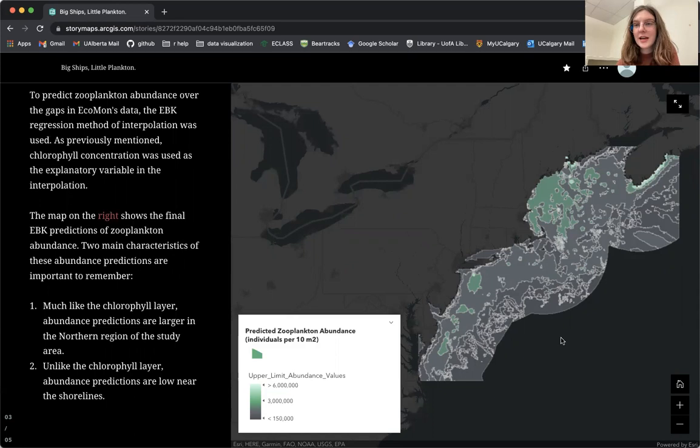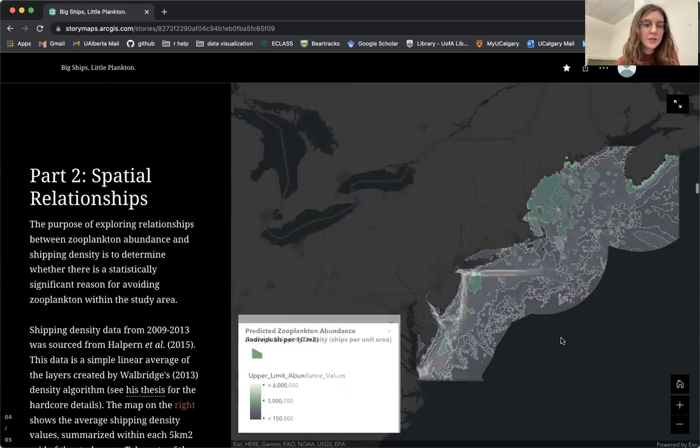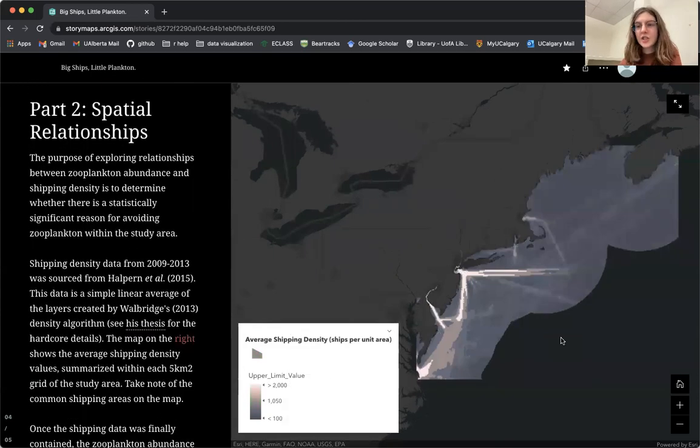So that brings me to the end of my first goal. I identified the areas of high zooplankton abundance. Then I wanted to assess the spatial relationships between those areas of zooplankton abundance and shipping density. The purpose of exploring these relationships was to determine whether there was a statistically significant reason for avoiding zooplankton within the study area. So should I even be creating optimal shipping routes for my study area?